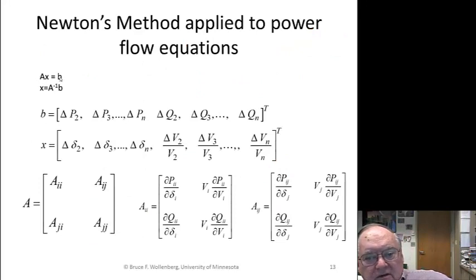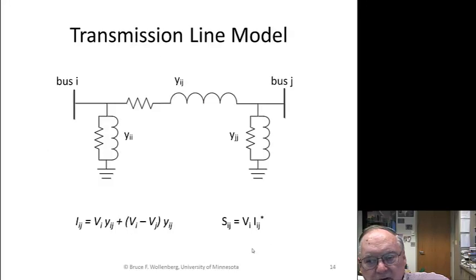Remember that AX equals B, then X equals A inverse B. And if the B has got all the delta P and the delta Q's in it, and it's really a vertical vector, we wrote it here with a transpose. X is all the delta phase angles and delta voltages. And then we say, okay, A has got AII, which is the dP d theta. AIJ is the dP dV. We bring this V over here. And so forth. We've got 4 different matrices like that.